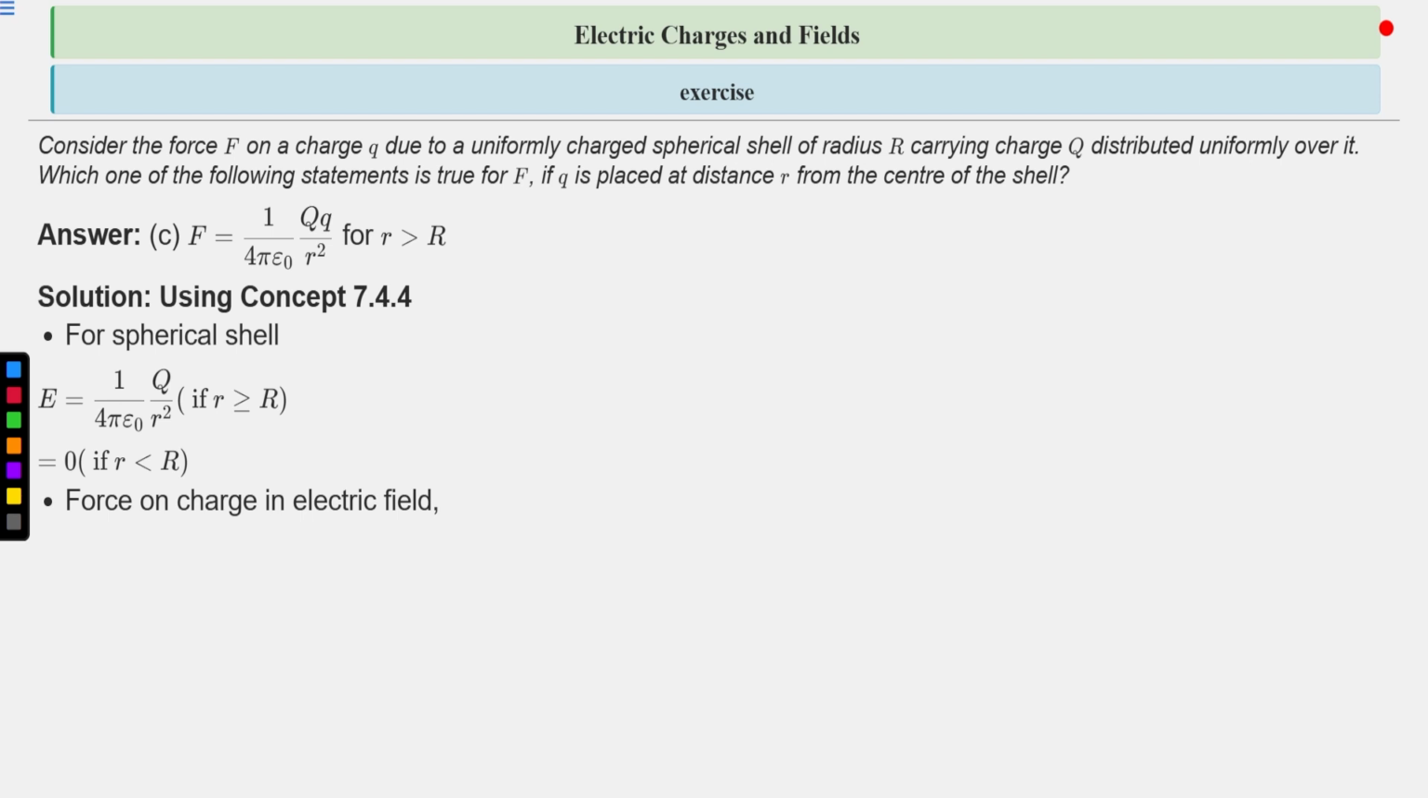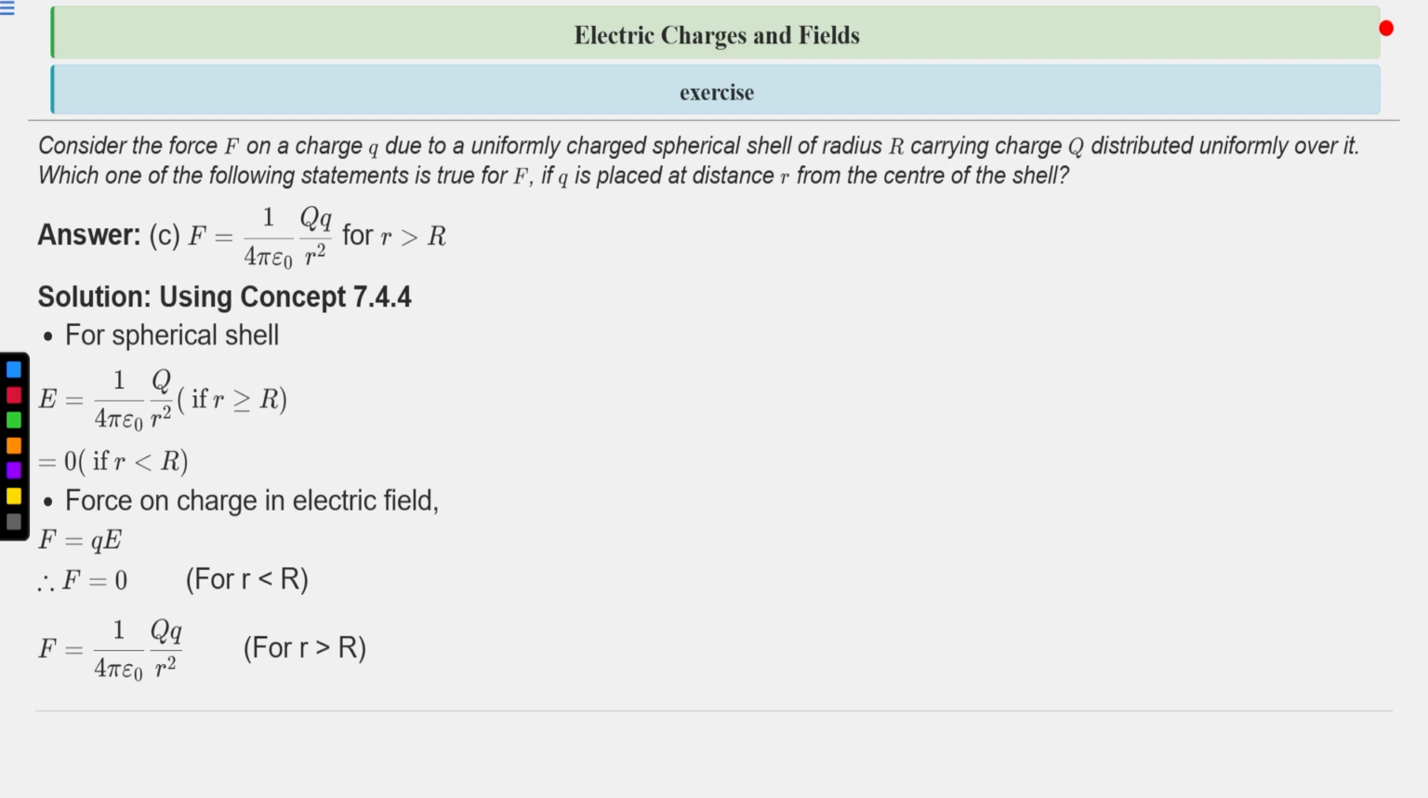So force on a charge in an electric field. Force is due to electric field. Now we know that force is equal to q into electric field, where q is the charge which experiences the force in the electric field E. Now F is 0 for r less than R because the electric field is 0 for r less than R. And if electric field is 0 for r less than R, then force is also 0 for r less than R.